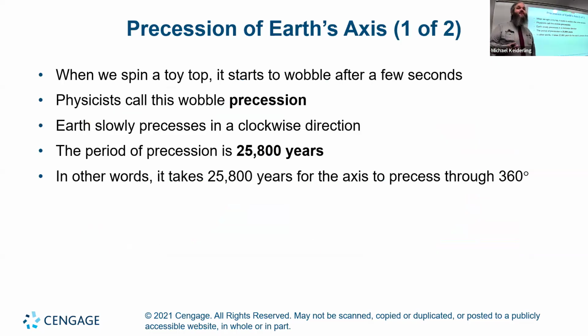So one other thing the Earth does is that it precesses. If you spin a top, you'll notice that it wobbles. It spins around its axis, but it sort of wobbles around. I don't have a good example I could show you right here, but that is something that happens. This wobble is called precession.